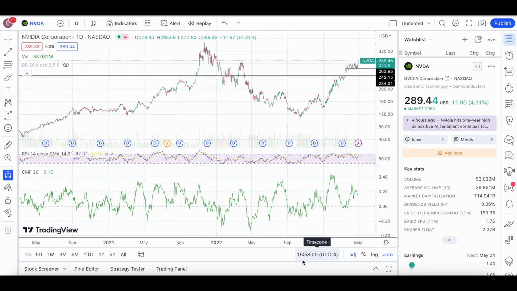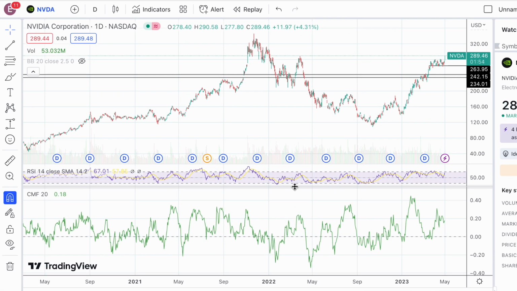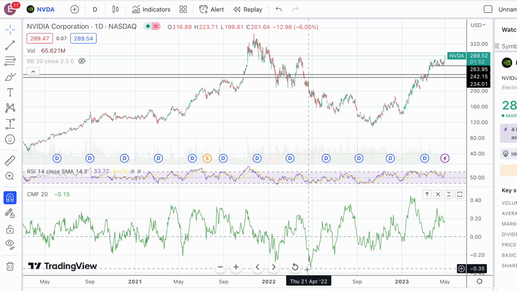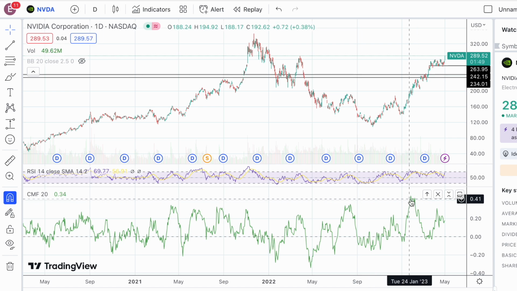If we see buying pressure, what you should expect to see is a positive reading above the 0 line. But on the flip side, if you see a lot of selling pressure, that will push the indicator below 0. If we see the indicator oscillate around the 0 line, this would mean that there's an equal amount of buying and selling pressure. The Chaikin Money Flow indicator can also be used to identify the strength of a trend.